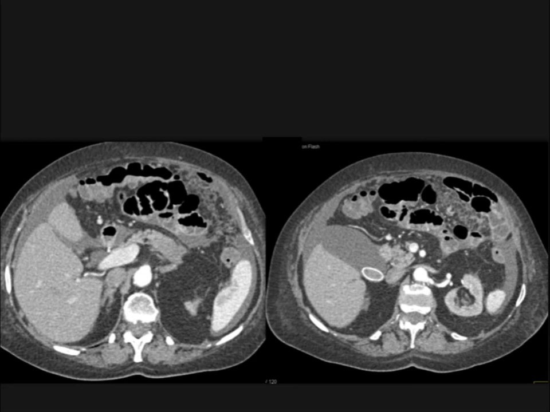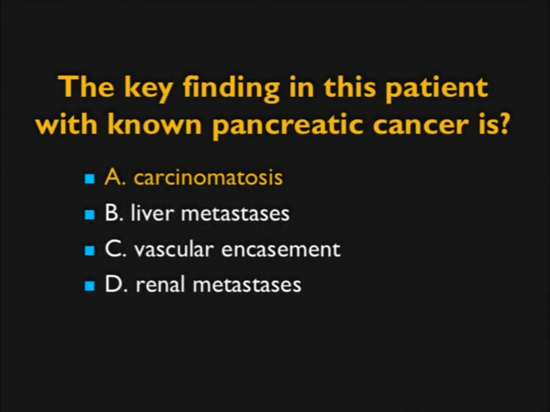Peritoneal carcinomatosis. Look at the nodularity on the omentum, the ascites, the infiltration, particularly well seen in midline and to left of midline. This is carcinomatosis from pancreatic cancer. This patient would be unresectable.